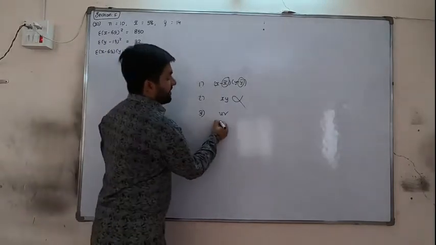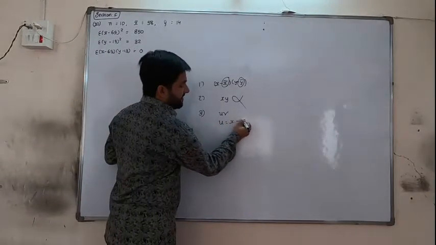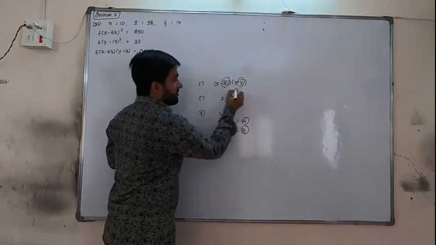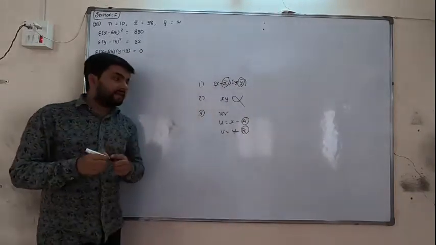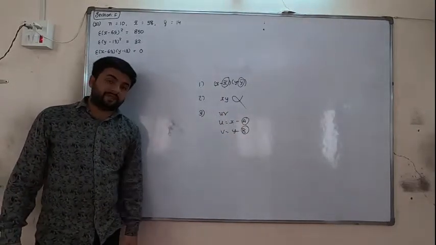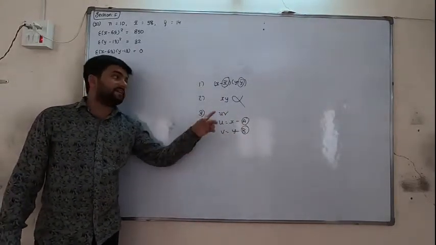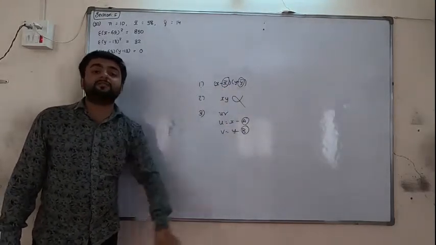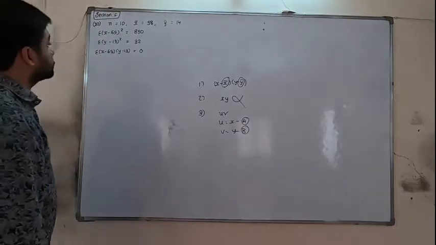And in uv, u is equal to x minus a, v is equal to y minus b. So this a and b are taken near to x bar and y bar, but they are not x bar and y bar. So first we need to check whether it is x minus x bar, y minus y bar, or whether it is near to x bar and y bar.